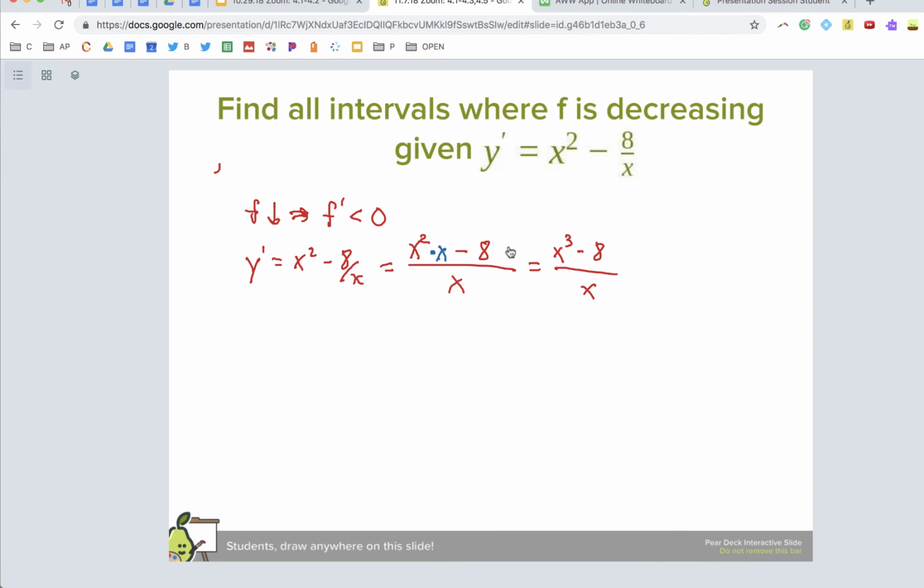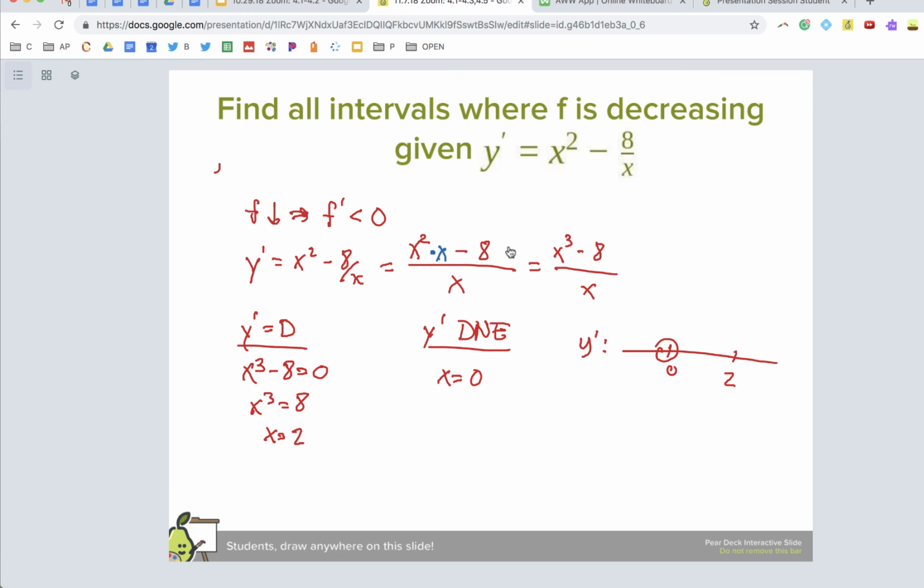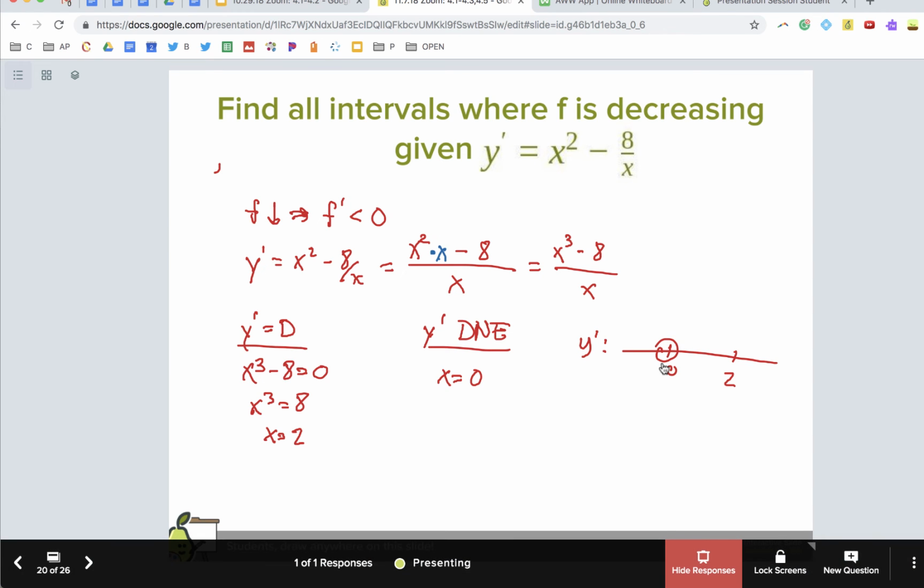So where are our critical values? Y prime equals 0 or y prime does not exist. Don't forget to check both. Y prime equals 0 when x cubed minus 8 equals 0, x cubed equals 8, x equals 2, and it does not exist when x equals 0. Put those on our number line. I'm going to put an open circle at 0 because it doesn't exist there.